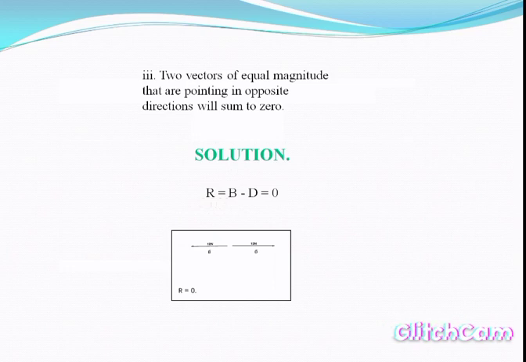Now, if two vectors are of equal magnitude and they are acting in opposite direction, then their resultant force is going to be equal to 0. Assume we have two vectors B and D of equal magnitude, 12 Newton, but acting in the opposite direction. Their resultant is simply 12 minus 12, which is equal to what? 0.